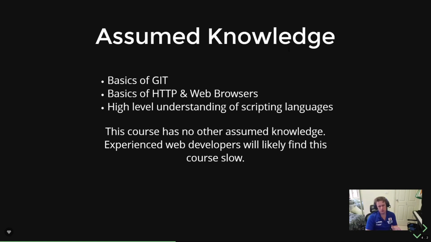So assumed knowledge, we assume that you have a knowledge of two basic things that some of you won't, which is we assume you have a basic knowledge of Git, which is the version control tool. We don't expect you to be super proficient with it, but we expect you to have a basic knowledge of it. We also expect you to have a basic knowledge of HTTP and web browsers. And when I say basic knowledge of that, I mean very basic knowledge. I don't even mean network theory. If you know that 404 means page not found and 200 means success, that's probably more than enough for the sake of this course.